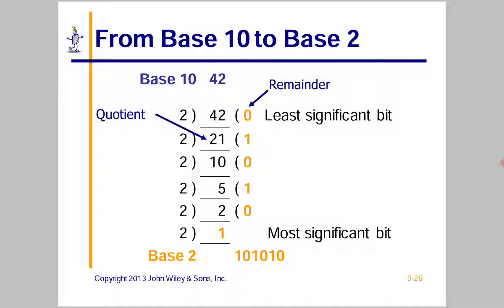The bottom digit is called the MSB, most significant bit, and the top digit is called the LSB, least significant bit. So write down all the digits from MSB to LSB, or from bottom to top, it is 101010. So the binary equivalent of decimal 42 is 101010.